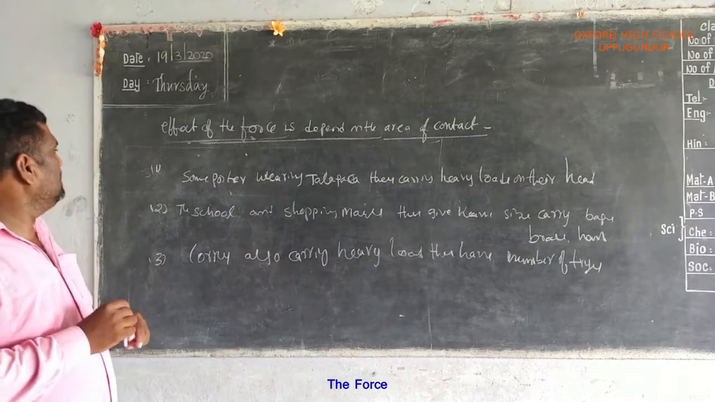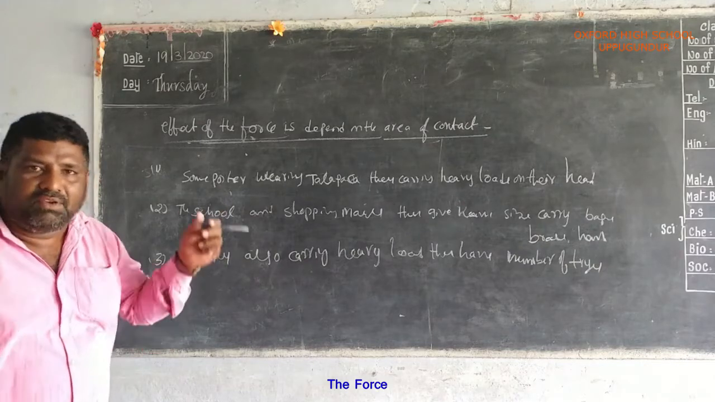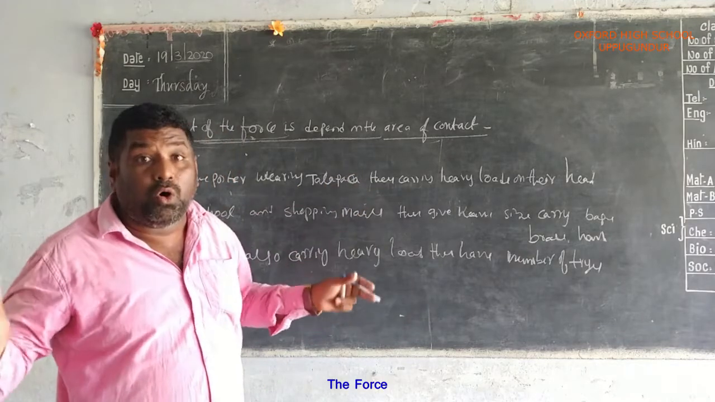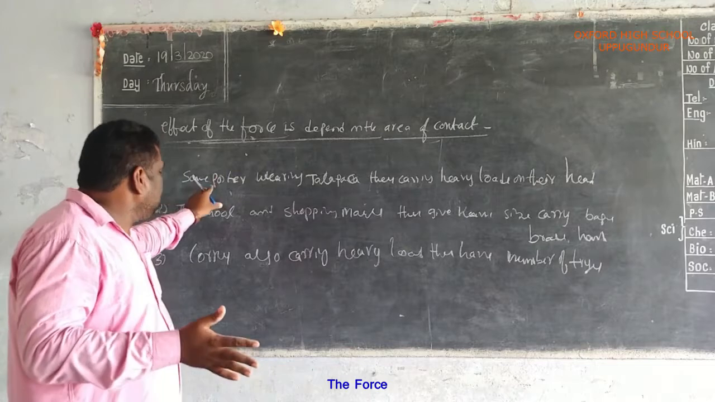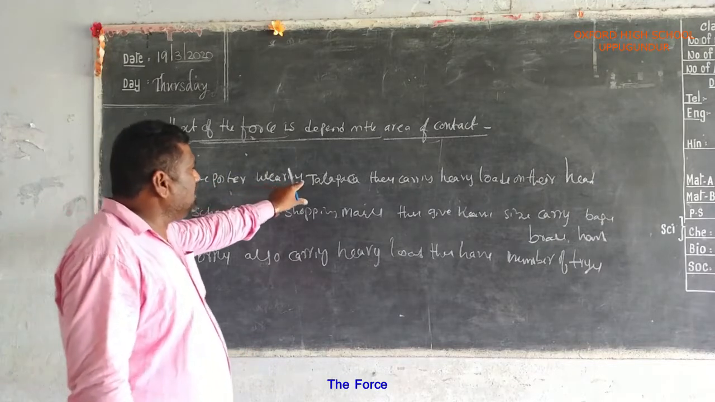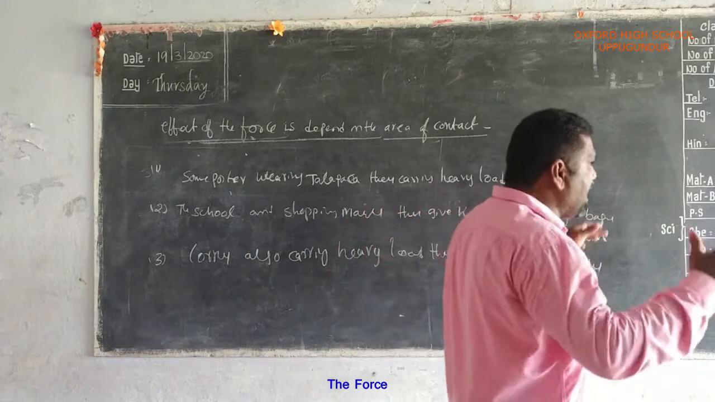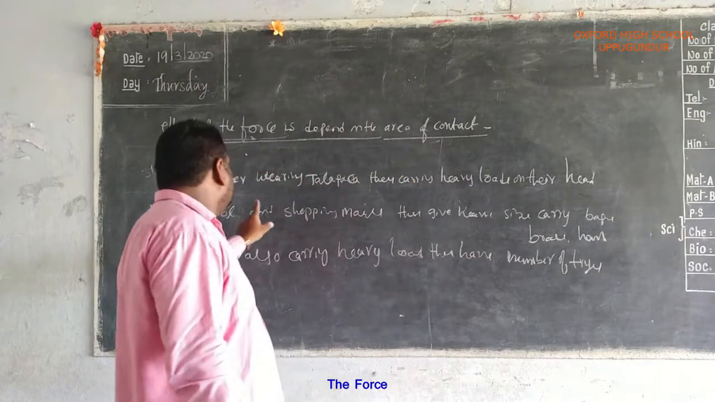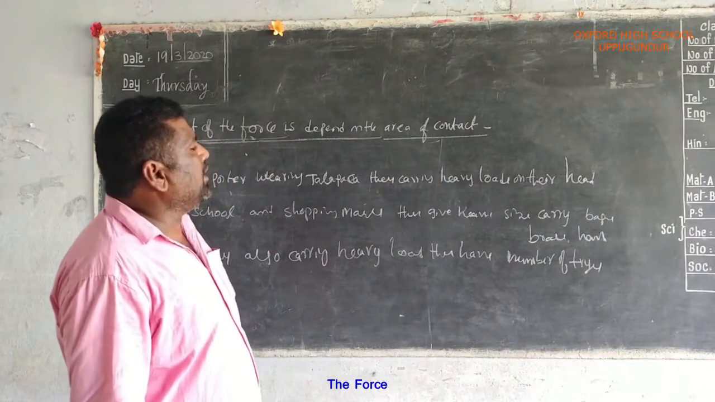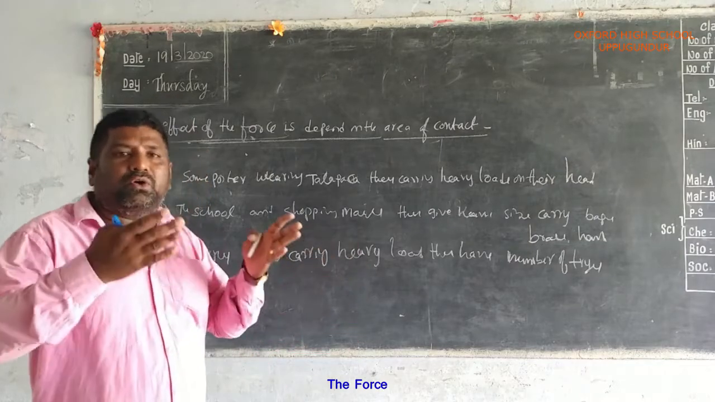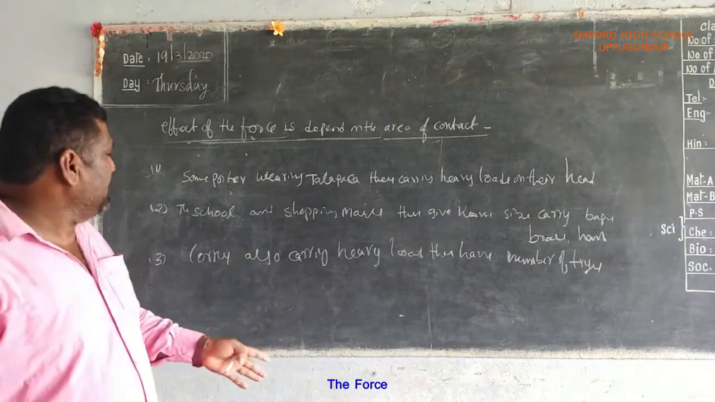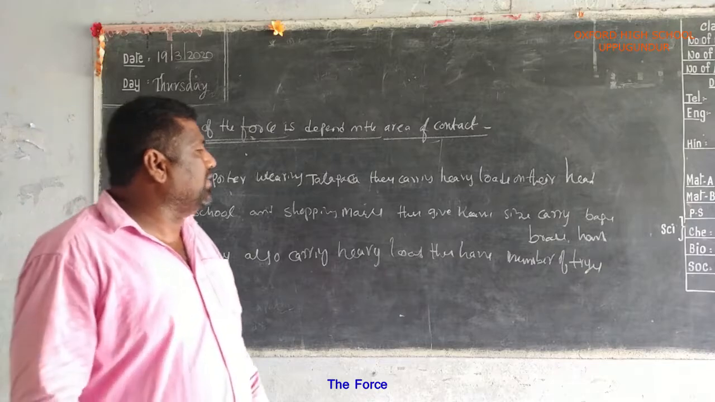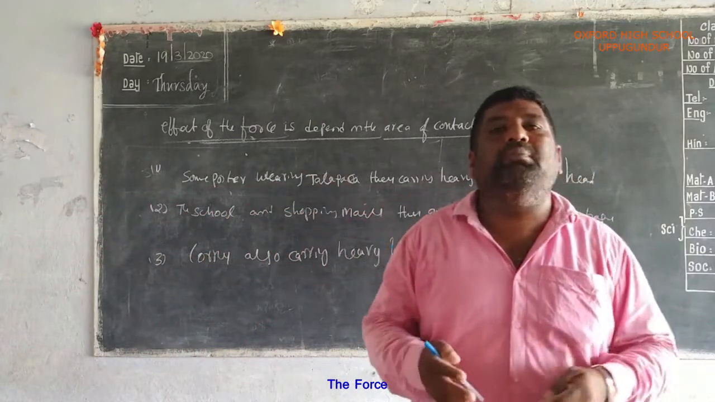So in these three examples, we observed that all carry heavy loads because their contact area is very large. That's why the porters wear the talapaka and carry heavy loads on their heads, because here the contact area is more. And the school bags and shopping mall bags carry heavy loads because of the broad hands. Here also the contact area is more. Next, lorries and buses carry heavy loads because they have a number of tires.